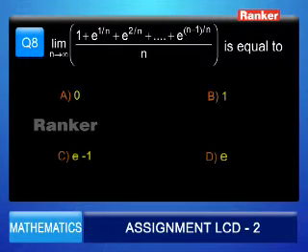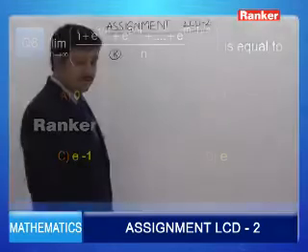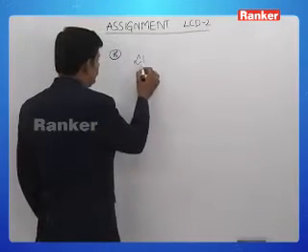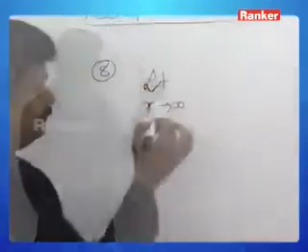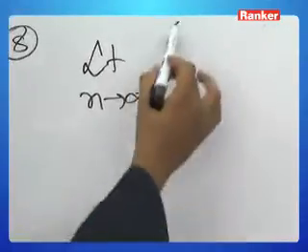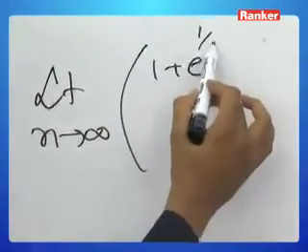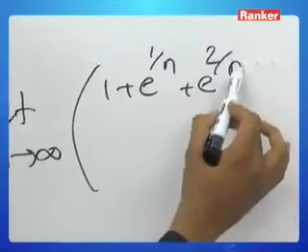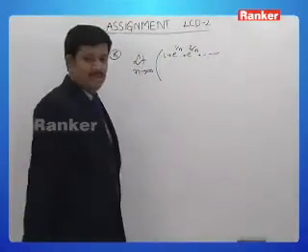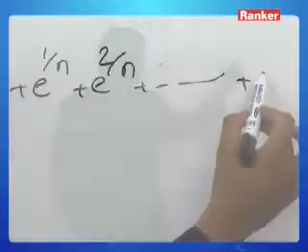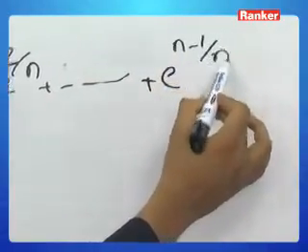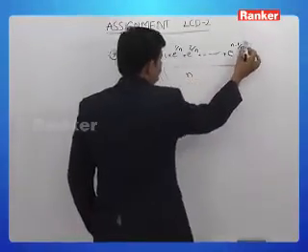Limit n tending to infinity, 1 plus e power 1 by n plus e power 2 by n plus so on up to e power n minus 1 by n, whole divided by n. We have to evaluate limit n tending to infinity 1 plus e power 1 by n plus e power 2 by n so on up to e power n minus 1 by n, divided by n.